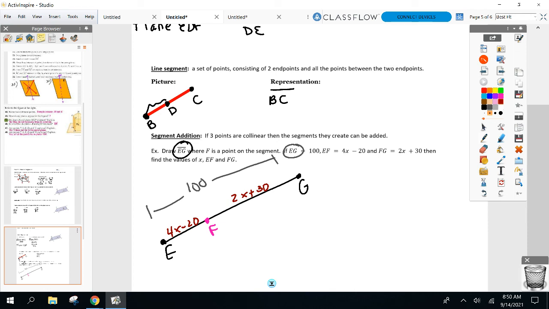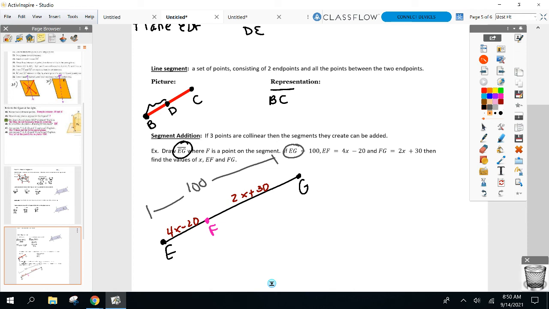Now, this is what I'll get right off the bat. Did we say F was in the middle? Absolutely not. So you can't just say these are equal to each other, I'm done. That's not true. But how can I incorporate the 100 to set up an equation to solve for x? That's what I need from you right now. Set up an equation with an equal sign so I can solve for x for this first part. This is 2x plus 30. This is 4x minus 20. The whole thing is 100 units long.